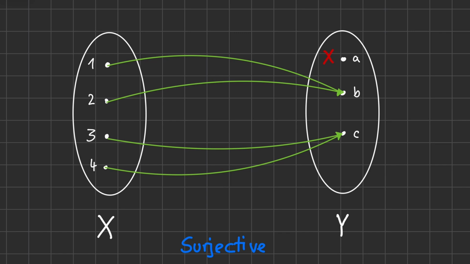This means that every single point in the output set, y, is reached. This is not the case for this function because we have a, which is in y, and there is no input in x which maps to this point a. This would be one example of a function that is surjective. In this case, every single point in our output set y is reached, and therefore our function is surjective.